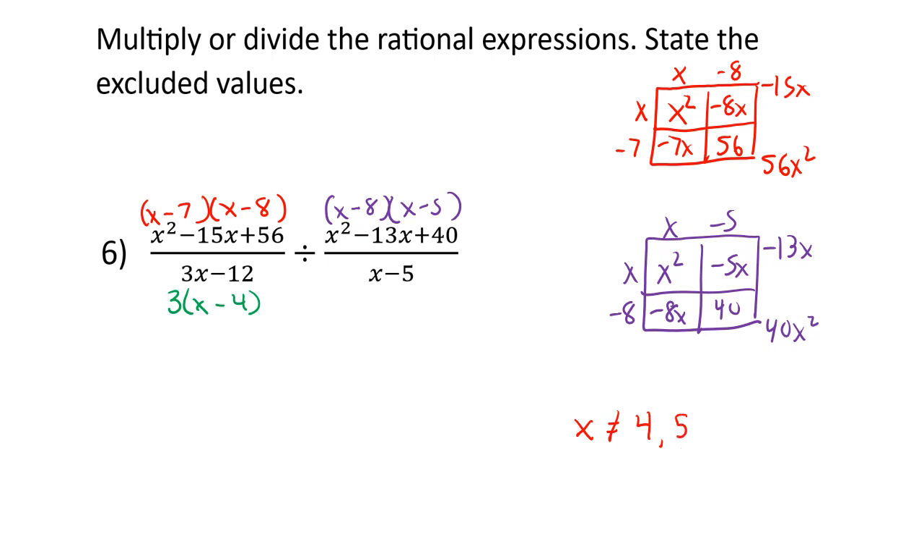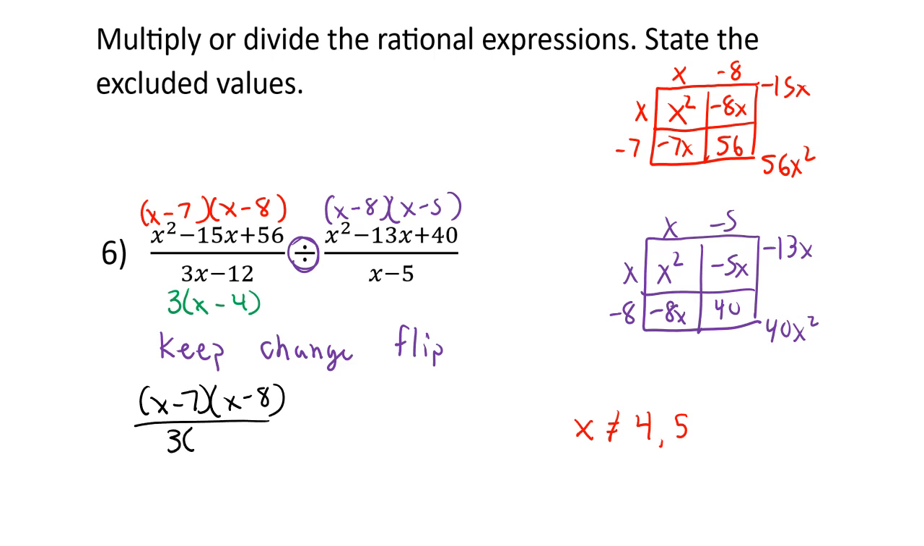Now, since we're doing the division here, okay, we're going back to middle school. Keep, change, flip. So I'm going to keep the first fraction the way it is, x minus 7, x minus 8 over 3x minus 4. I'm now going to change the divide to a times sign. Then I'm going to flip the second fraction.